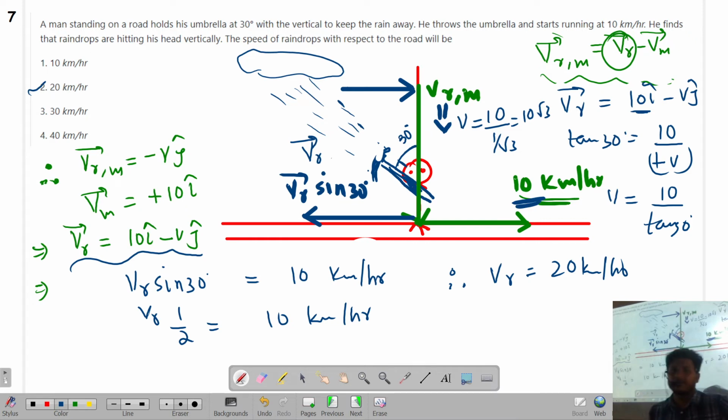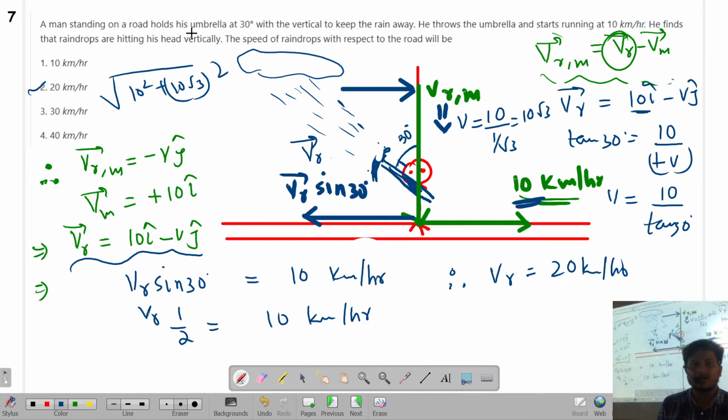Got it or not? Now, if you have the velocity of rain with respect to man, can you calculate the velocity of rain over here? It will be root over 10 square plus 10 root 3 whole square, and therefore 20 kilometer per hour. Again, it will come. Got it or not? Are you able to get me? Confirm.